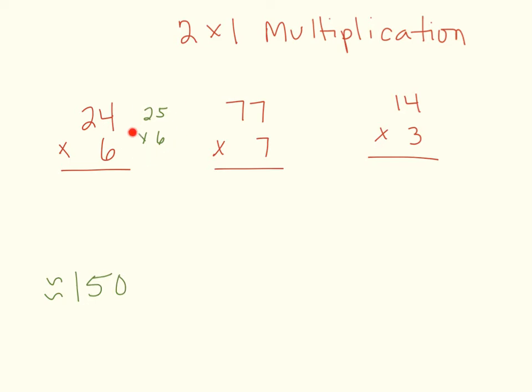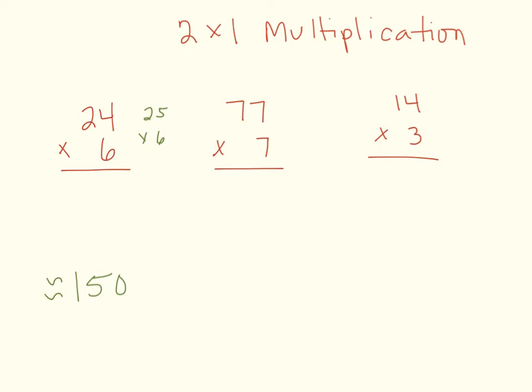Typically, it's easy if we can round to the closest 10. So I could have rounded this to 20, 20 times 6. 2 times 6 is 12, so 20 times 6 is 120. I'm going to solve this problem as we talked about in class. We start with this bottom digit and we multiply up. If there's any that go in the tens, then we move it over. We solve our problem as is.